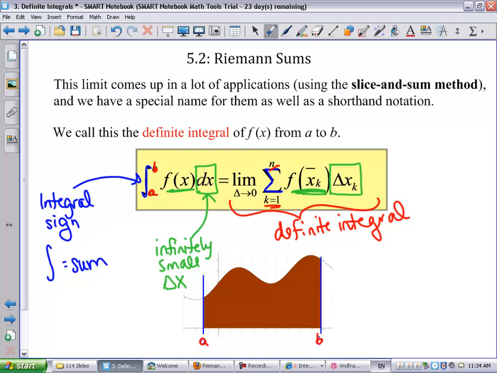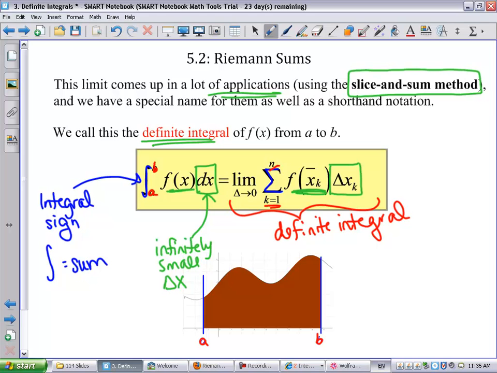So this is how we define the definite integral. The reason we have a name for it and a shorthand notation is because it comes up all the time in the real world. There are lots of applications for it. Your book calls it the slice and sum method, and this is something you do a lot in physics. You also do it in economics and lots of other things. The slice and sum method is anytime you're trying to calculate something that changes and you don't know how to calculate it, you split it up into little tiny pieces and you add them all up. Then you take the limit. And when you do that, you end up with an integral.